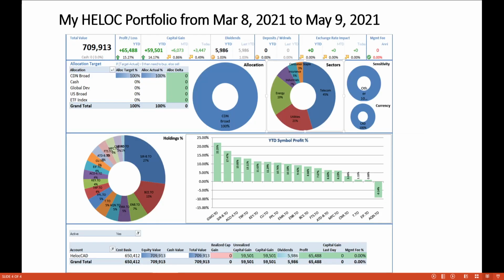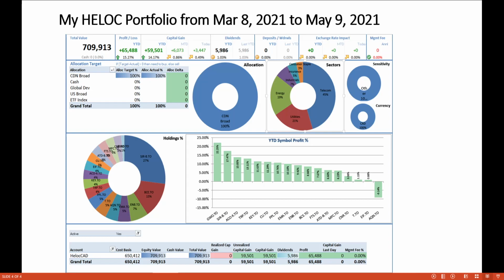And here it is, my snapshot view of my portfolio from March 8th, that's when I started, to May 9th, just about 2 months. My portfolio profit is $65,488. So $59,500 of that is from capital gain, unrealized capital gain, because I haven't sold anything yet. And $5,986 is from dividends, right?